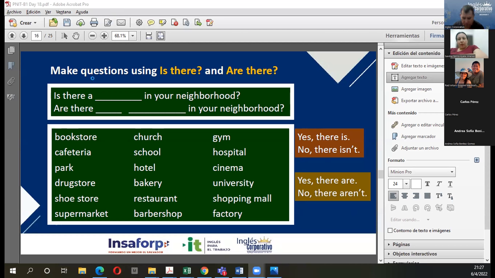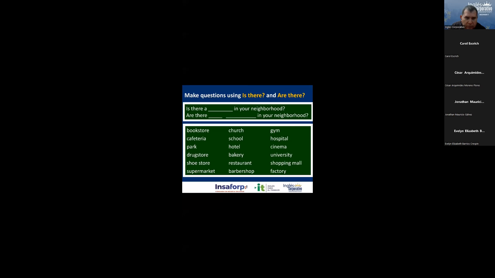Hola. En esta hay que empezar en la 16. Sí. Creo yo que sí. Yes, this one. Okay. There is a bookstore in your neighborhood. Okay, this is a main question. Using is there and are there. This is: Is there a bookstore in your neighborhood? Are there some cafeterias in your neighborhood?